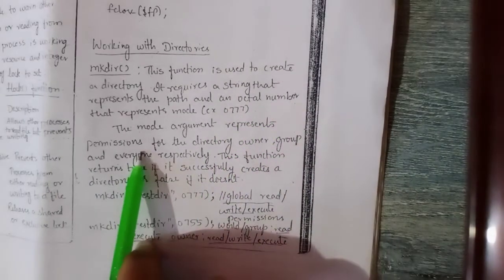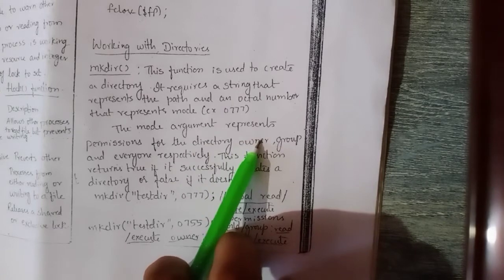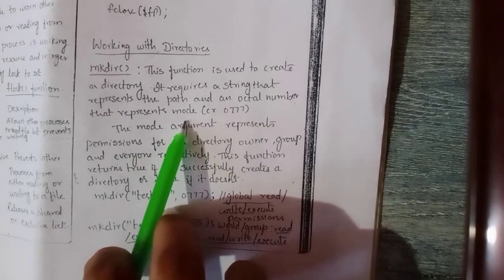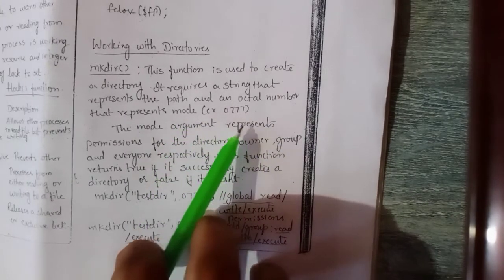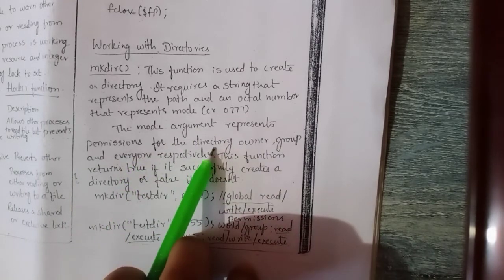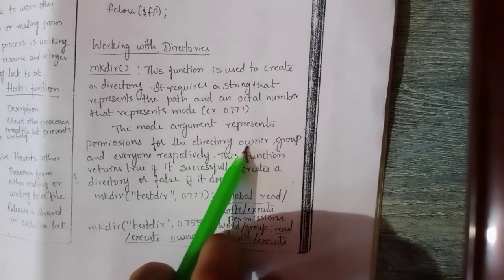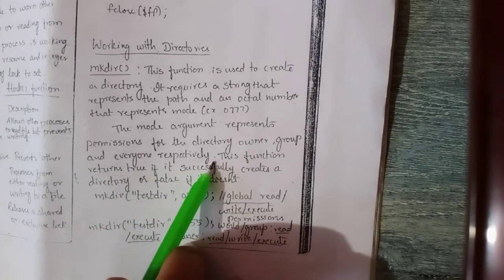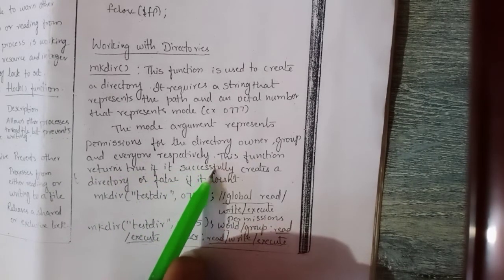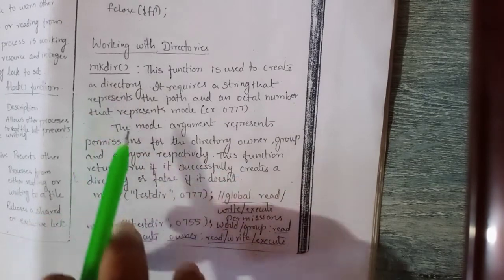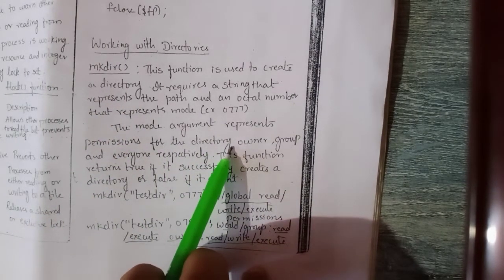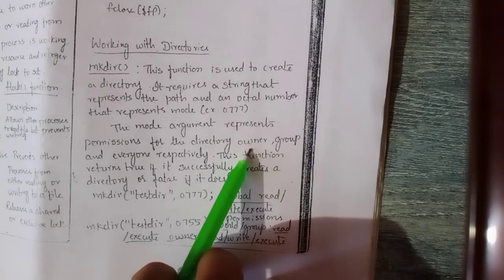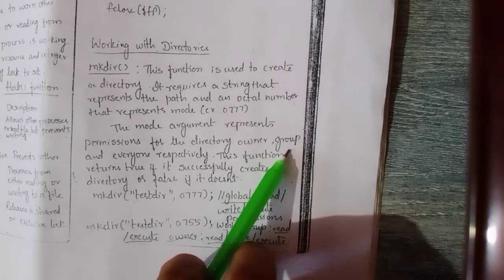Then the mode argument, for what purpose are we using this mode? This is used to represent permissions for the directory to be accessed by the owner or a group or everyone respectively. That means who can access this directory? A single user, or a directory owner, or a group of members who are using the particular directory.